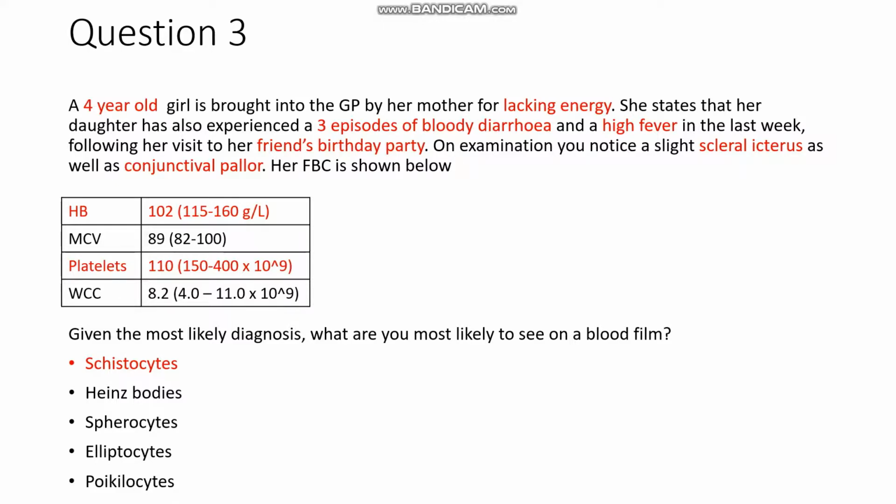Now, how can we get to this diagnosis? Well, let's have a look. So we know this is a 4-year-old, so we can already tell, again, in a child, HUS often tends to occur in children who have had contaminated foods.